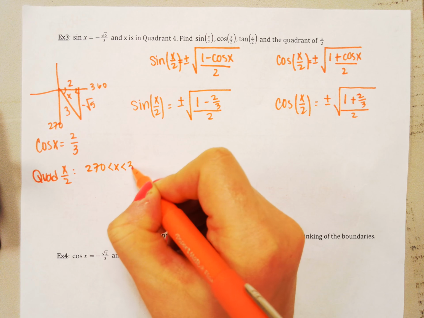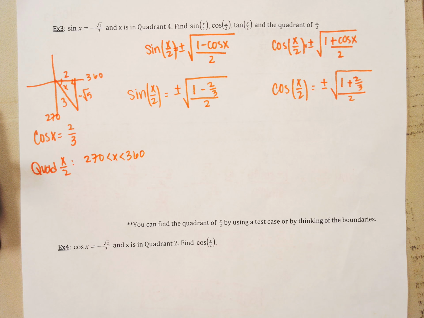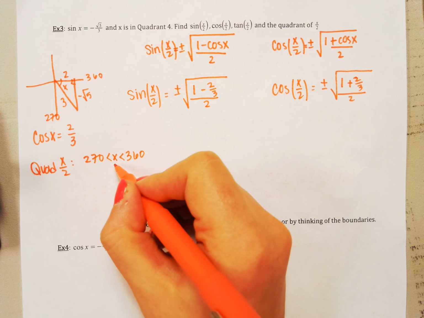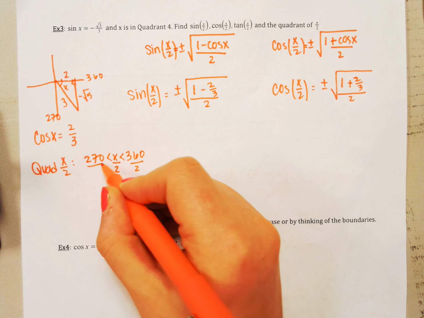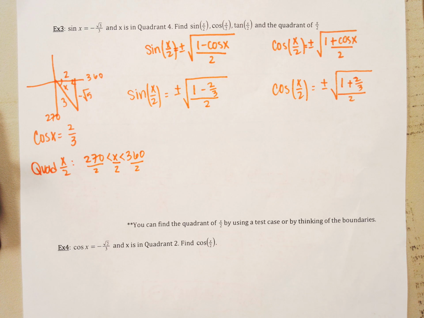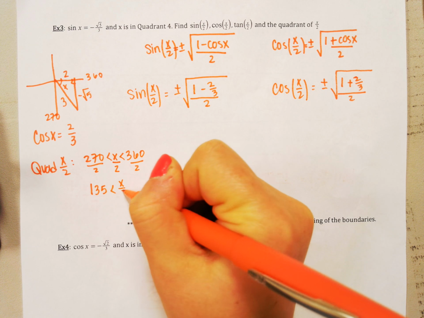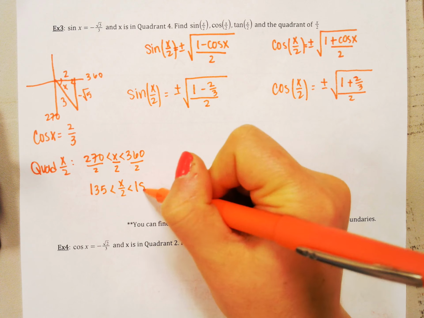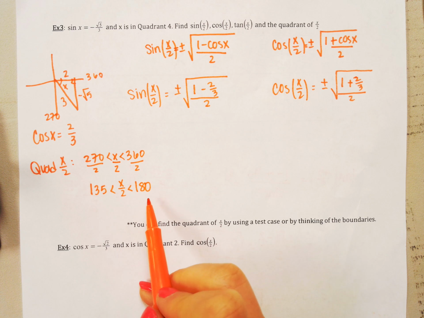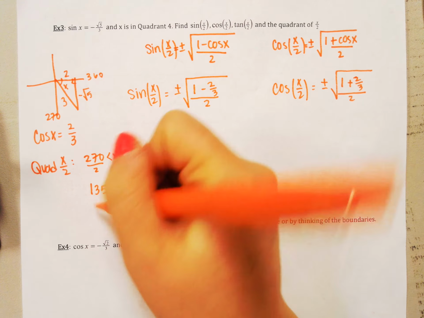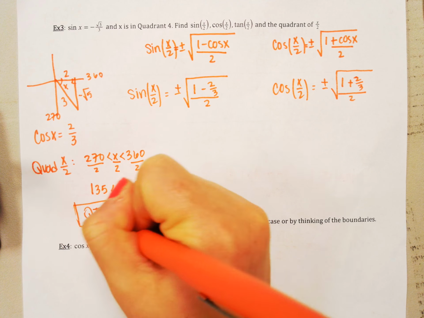Before, we came up with these boundaries and made an inequality for it, that's how we tackled this in the past. I'm looking for x over 2, so in order to divide x by 2, I have to divide all of my boundaries by 2 as well. So this is 135 less than x over 2, less than 180. Well, what quadrant is between 135 degrees and 180 degrees? That's going to be in quadrant 2. So I know x over 2 is in quadrant 2.